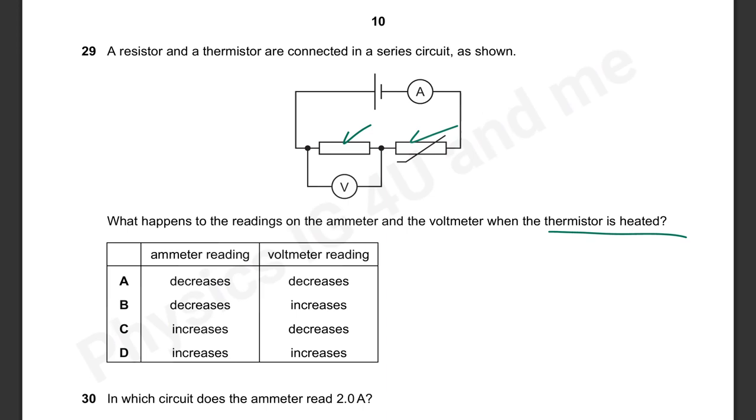Okay, now we have to know that... wait, let me just read again. What happens to the reading on the ammeter and voltmeter when the thermistor is heated? We know already that when it is heated, the resistance here will decrease, which means the current will increase, right?